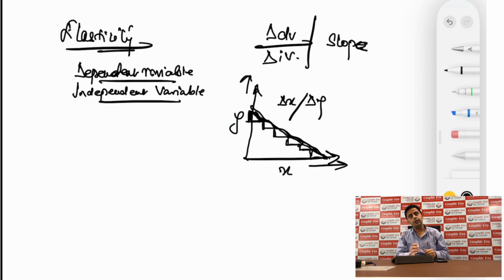But elasticity is a concept that does not compare the absolute change in the two variables, but it tries to understand the ratio of change as a percentage change between the two variables. Let me give you an example.